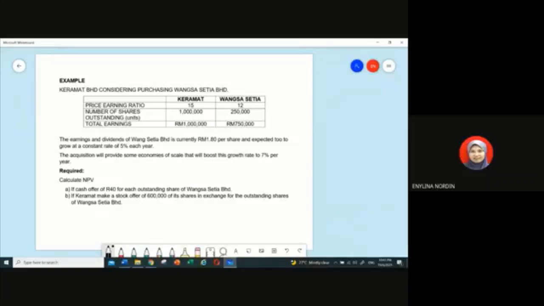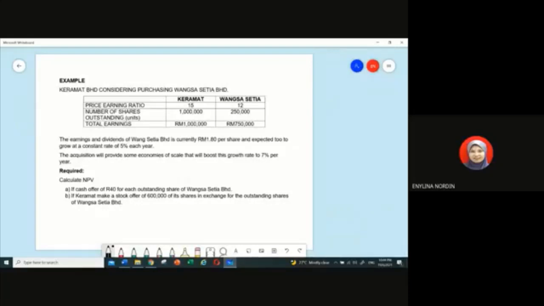Today I will explain how to calculate the net present value of an acquisition using the dividend growth model. In order to apply the dividend growth model, we need to go through this example. This example gives you the information for Keramat Berhad and Wangsa Setia Berhad.